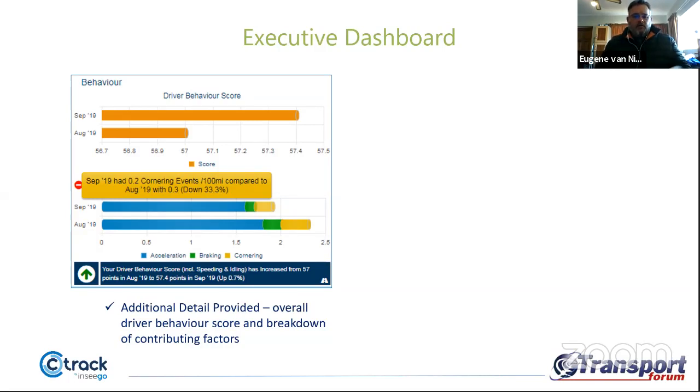So a better way of doing this is to present the data in a manner that actually tells you what is happening, what is improving, and what is not improving. So by using dashboard information, by using graphical information, it's quite easy to now see in this example that I have on the screen that the driver behavior score has increased from 57 points in August to 57.4. So September is actually worse than it was in August.